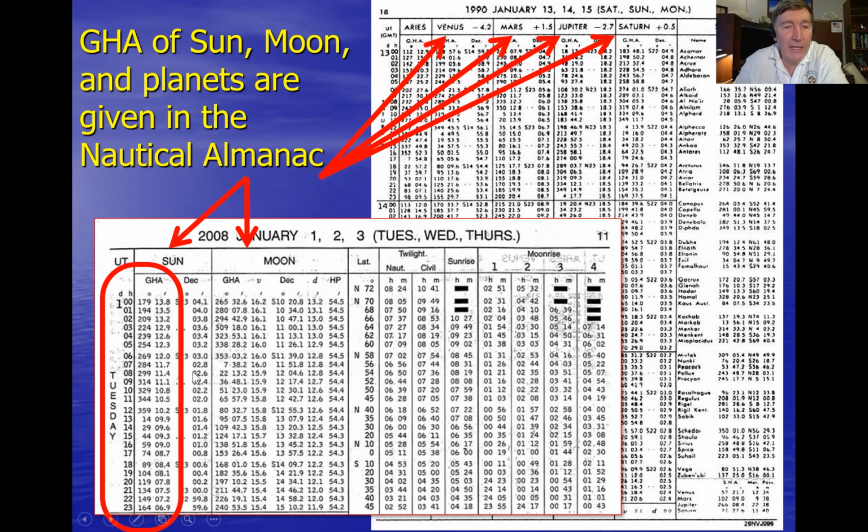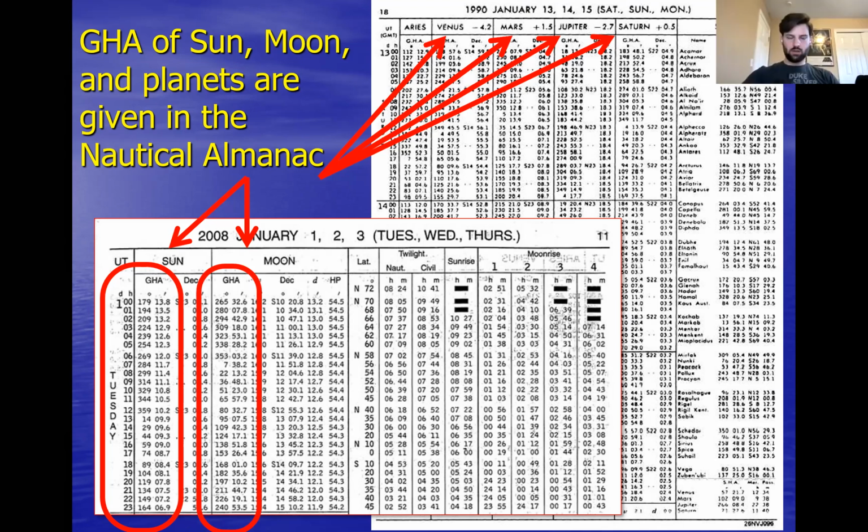If the sun is what you measured, this is where you look to see what its GHA was at various times. If the moon was what you measured, then this is where you look to find out what its GHA was at various times. And then if you look over the next page, you'll see that. Okay, wait a minute. Oh, sorry, I'm on the wrong page. Sorry, let me get back here.